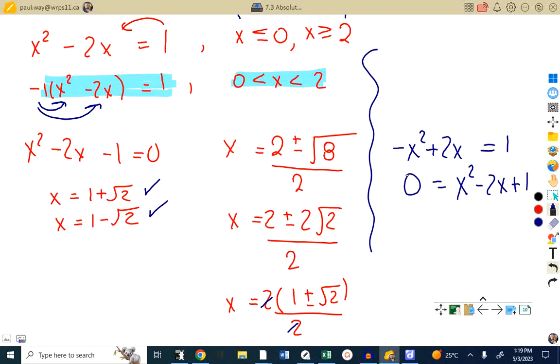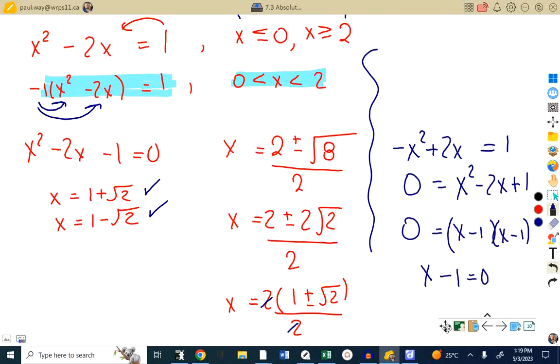Is this equation factorable? This time it is. It factors into x minus 1 times x minus 1, which means x minus 1 equals 0, which means x equals 1. That was easier. x is equal to 1.